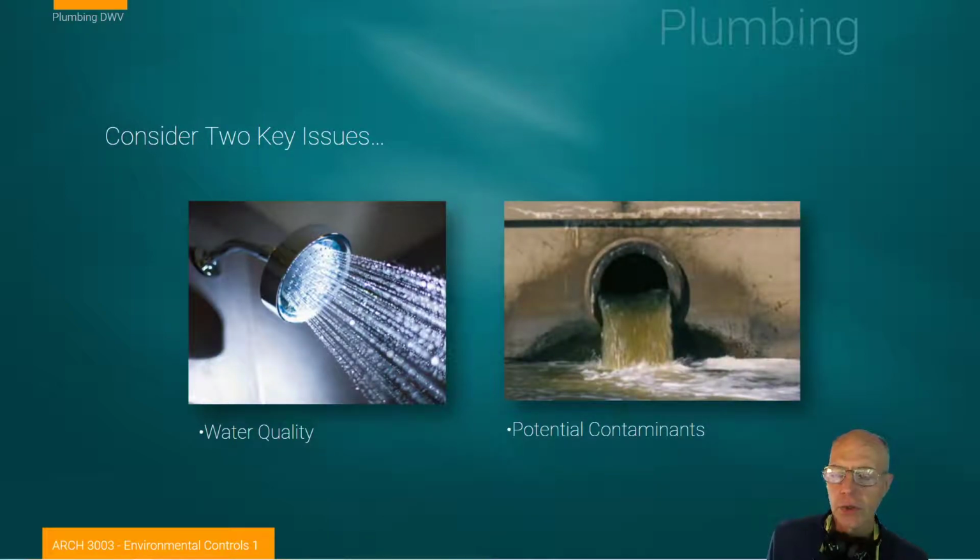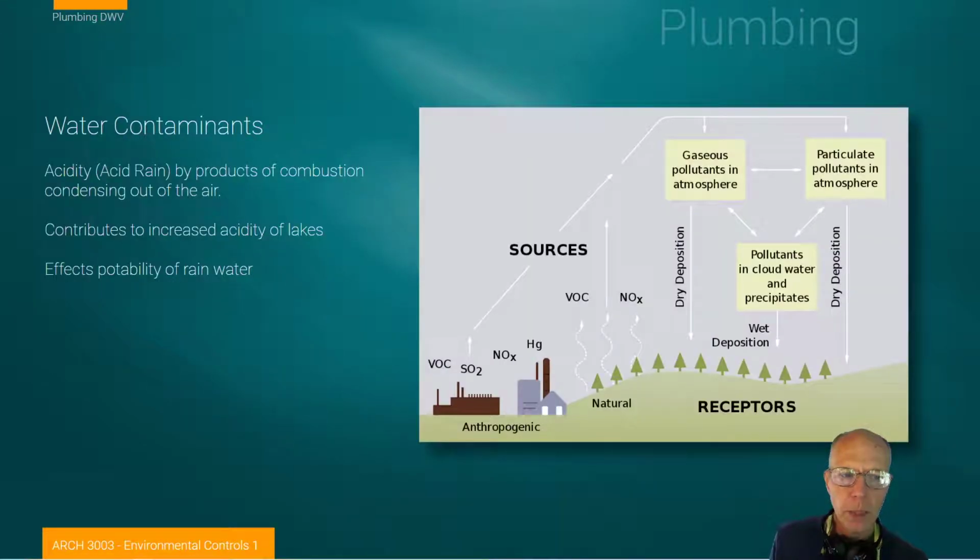So we've introduced that idea of gray water and its potential uses, but we really divide things into those two kinds of categories: water quality, and then this idea of potential contaminants. And like I said, some of those contaminants can be relatively innocuous, and other ones can be seriously hazardous. So we always want to pay a lot of attention to what's in the water that we are providing for whatever application.